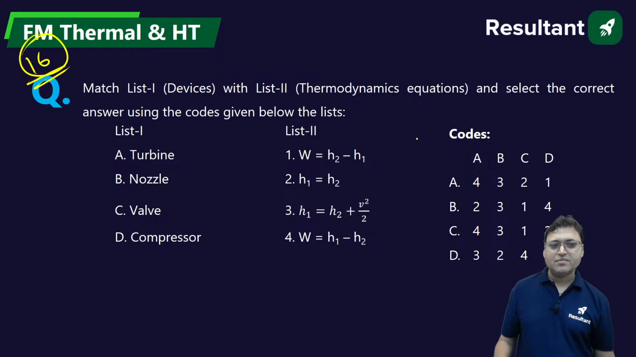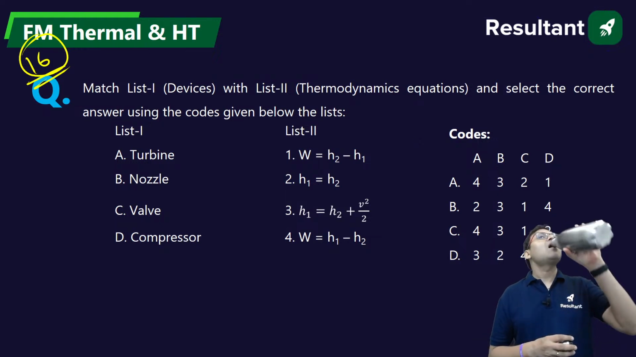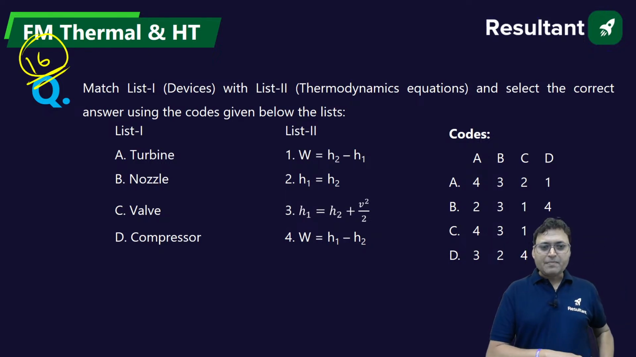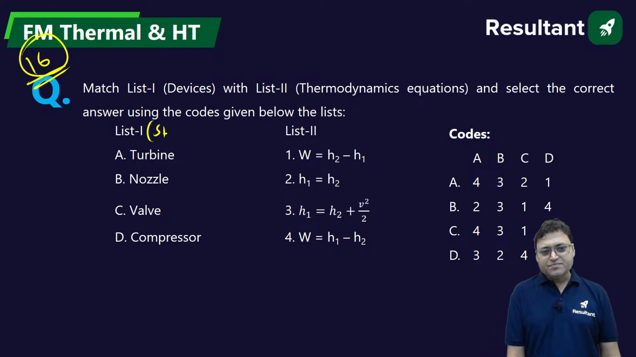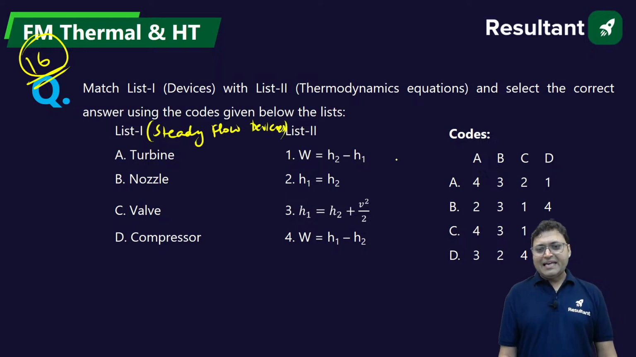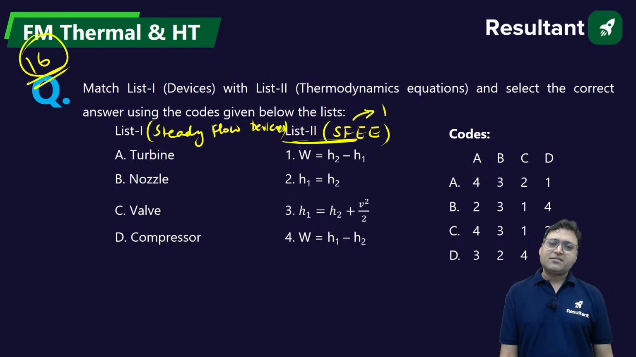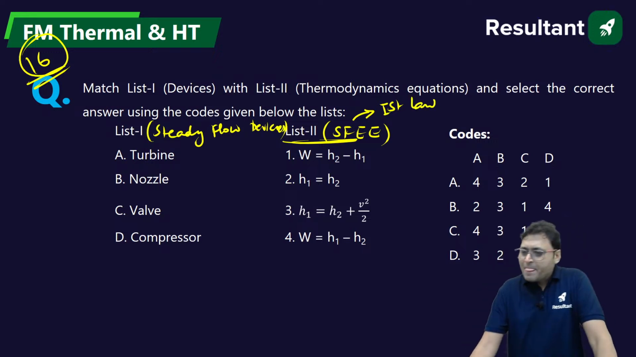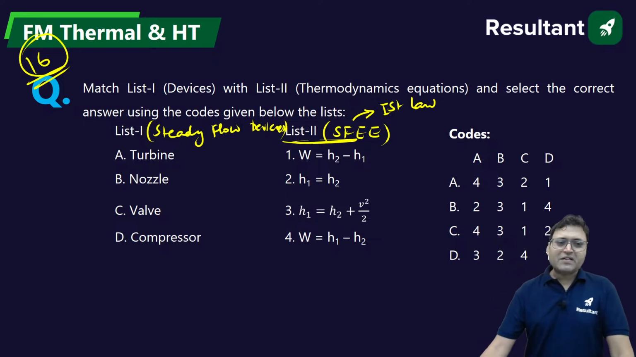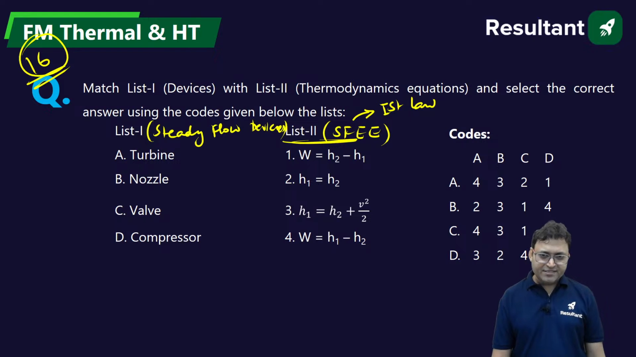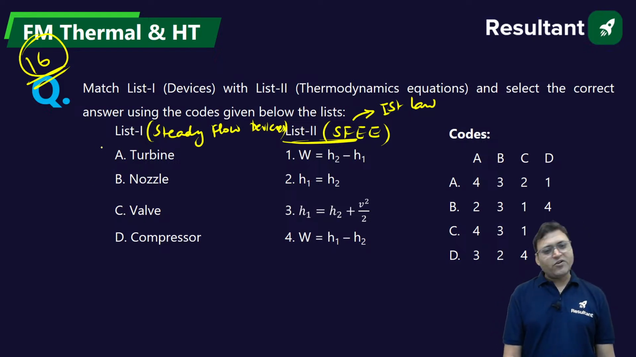Match the following. Match list 1 with list 2. In list 1, there are steady flow devices. And in list 2, there is the steady flow energy equation, or the first law of thermodynamics. We need to see how the first law of thermodynamics, or the steady flow energy equation, is getting converted for different systems.